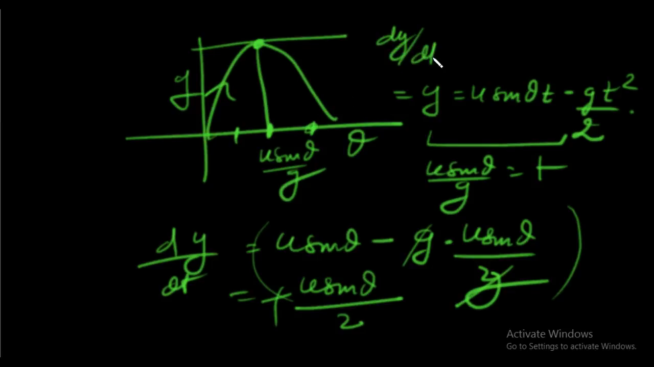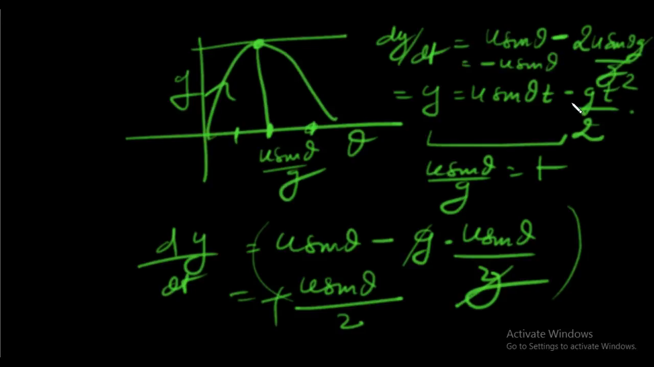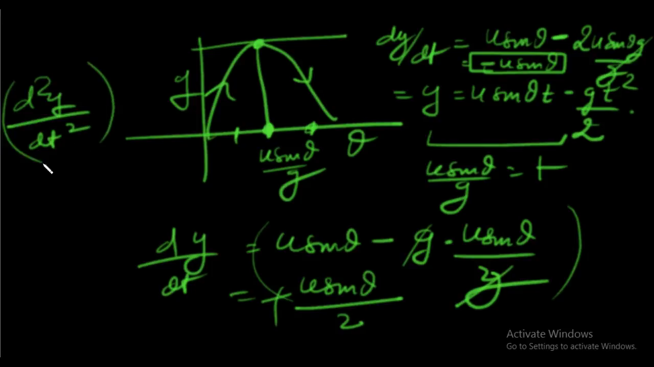So dy by dt would be equal to u sin theta minus 2u sin theta g by g. The g cancels out, so this would be equal to minus u sin theta. Okay, this is it, and this is negative, so the slope is going down. And another thing, d square y by dt square, what will be this?